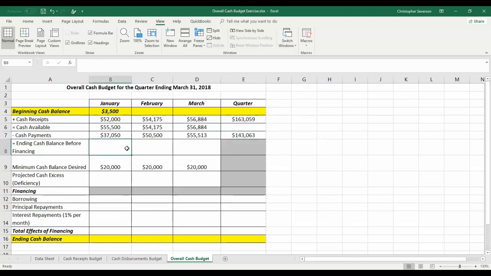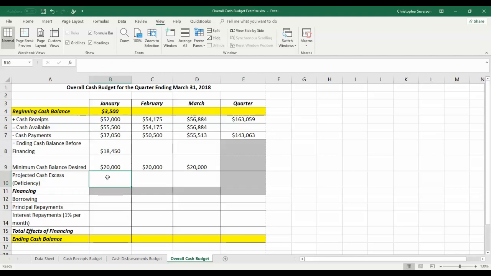Now we have another subtotal here, ending cash balance before financing. This is the cash available, which is our beginning cash plus our cash receipts, minus the cash payments. In other words, we had $55,500 cash throughout the year, but we paid $37,050. Therefore, we ended up with only $18,450 left at the end of the month. The problem is that's below our minimum $20,000, so we have an issue. We're going to have to borrow money.